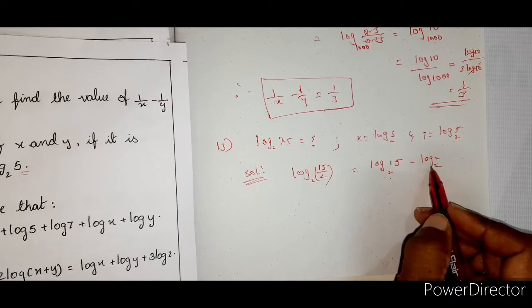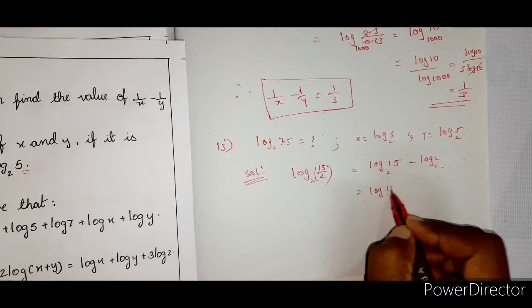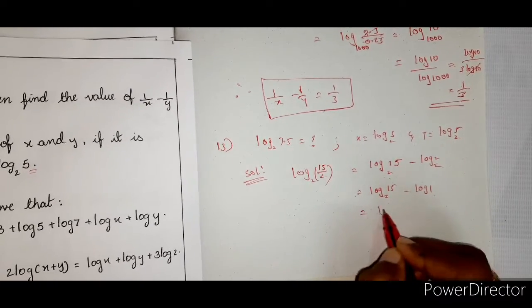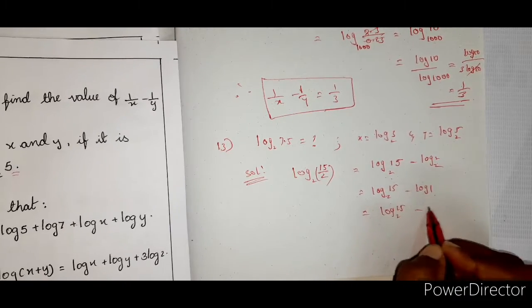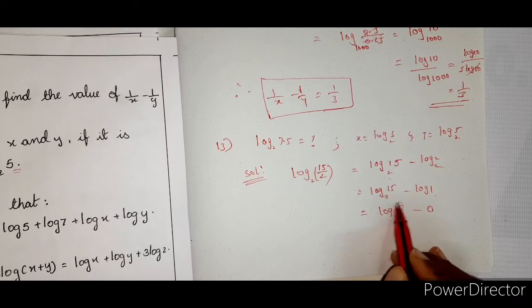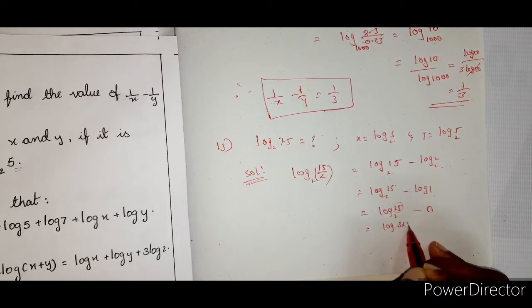Log 2 base 2 is log 1, and log 1 is 0. So I will write it as log 15 base 2 minus 0. Now coming to log 15, how are we going to split this one? Log 3 into 5.